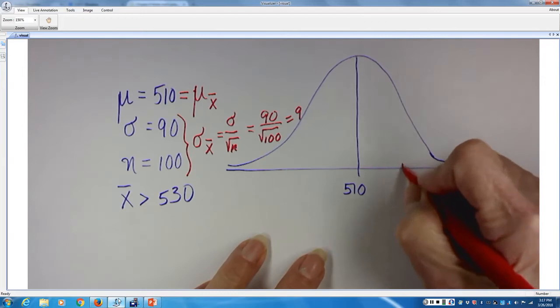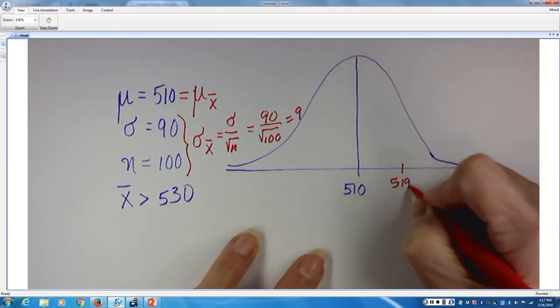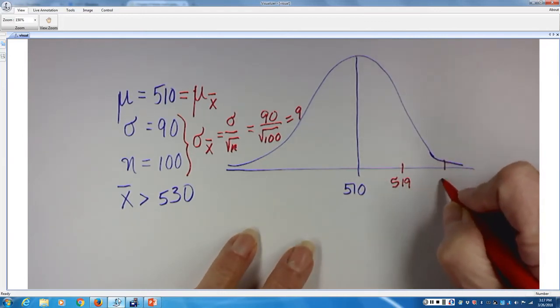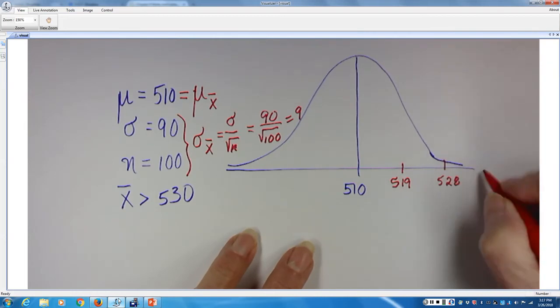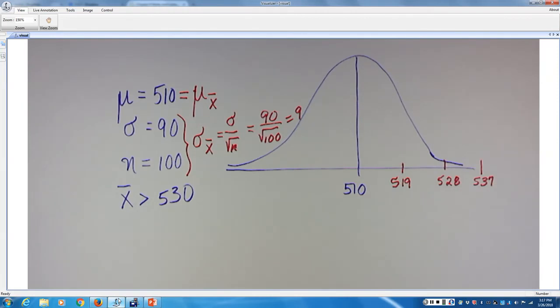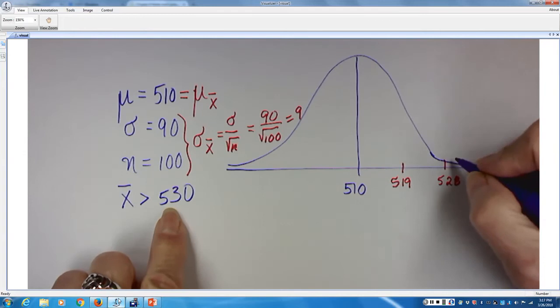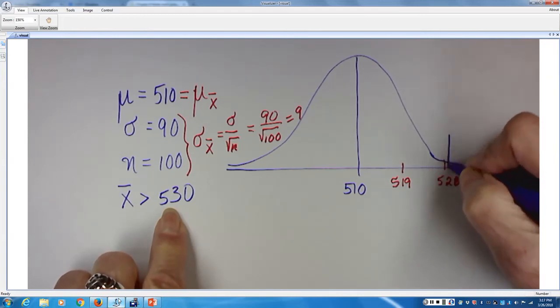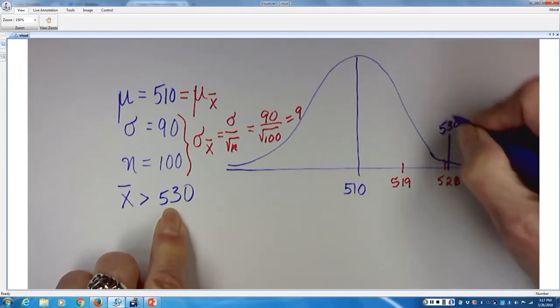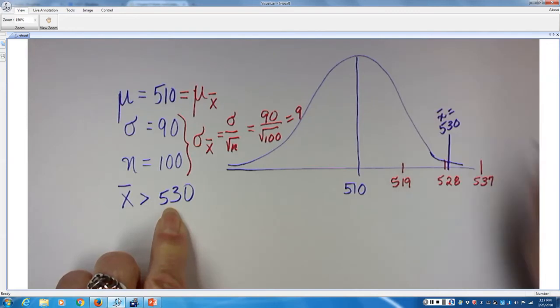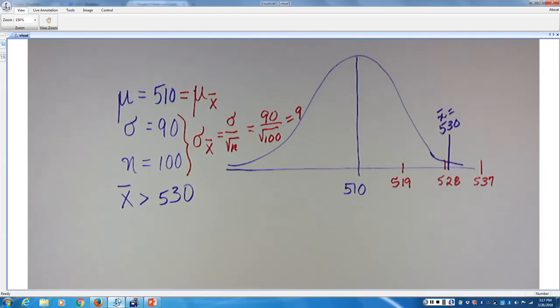So this would be 519. This would be 528. And then the third mark up the curve would be at 537. So in this particular problem, they're asking us what's the probability that it's more than 530. And 530 would be located in the upper part of the curve up here, okay? It would be this little area up here.